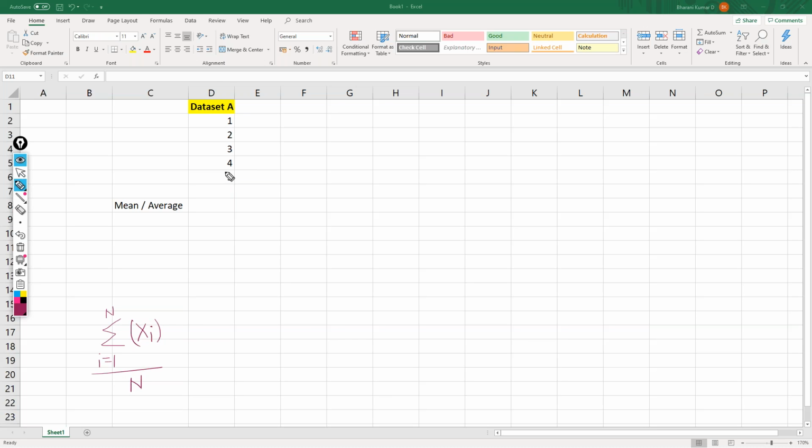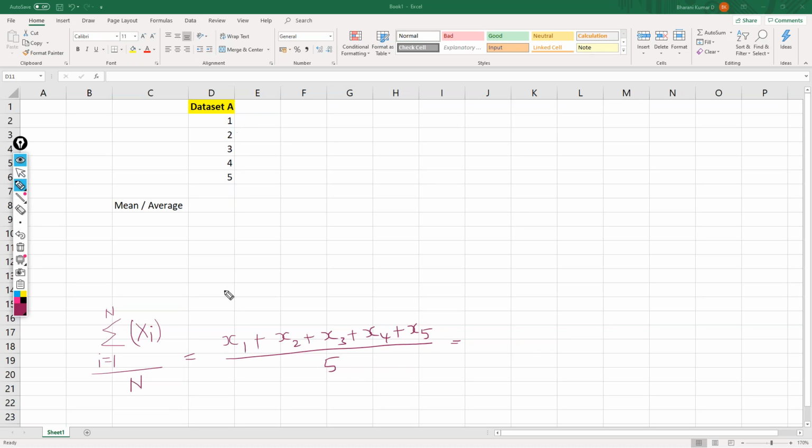Is this a random variable? Yes, it's a random variable, right? And what is the notation you give to each of these values? You give a small notation, x1, x2, x3, x4, and x5. Right, that's the notation that you give. So if I substitute i equal to 1, it becomes x1 plus i equal to 2, x2, then x3, then x4, then x5, divided by how many numbers do you have? 5 numbers. So you say n equal to 5.